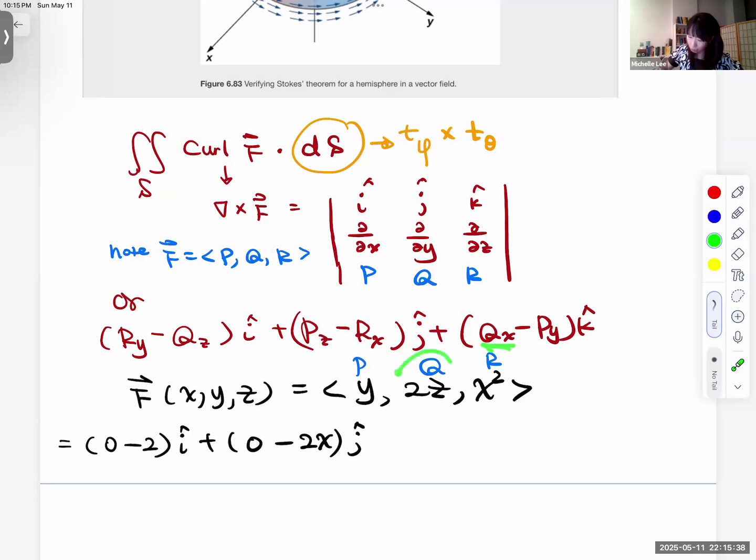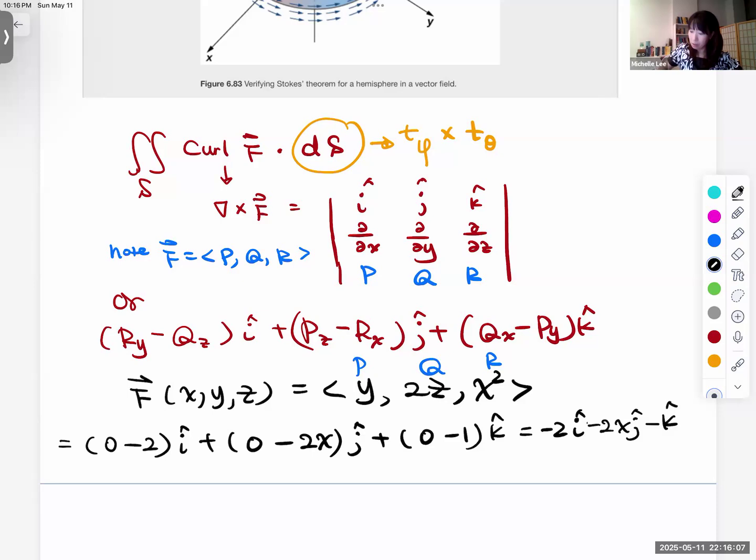And looking at the Q, partial derivative with respect to x, no x, 0. And looking at the P, partial derivative with respect to y, it's 1, right? Okay. So we can see the negative 2i plus negative 2x j minus k, yeah? So there will be negative 2, negative 2x, negative 1.